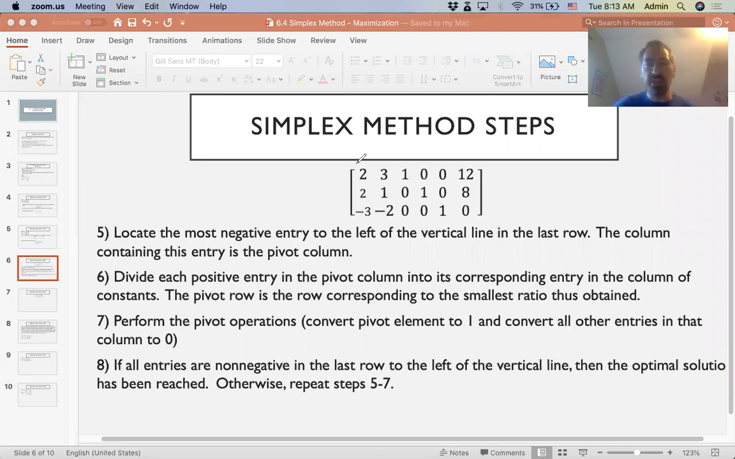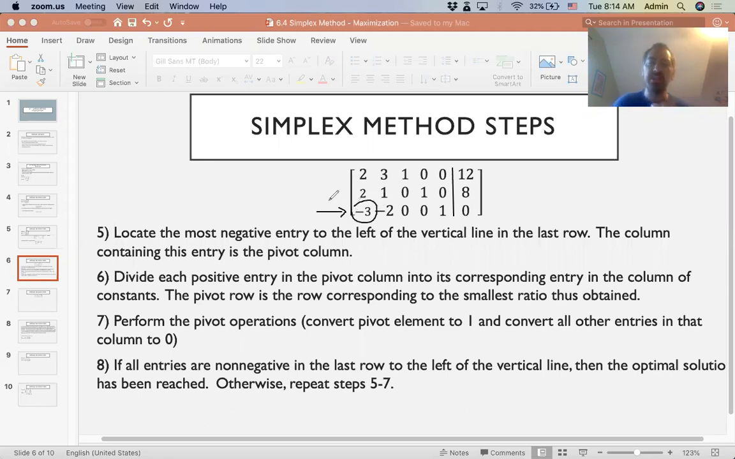All right, so we've got this matrix at the top. All right, so step 5, we want to locate the most negative entry to the left of the vertical line in the last row. The column containing this entry is the pivot column. Okay, so looking at the last row, I'm looking at this row right here. Which one is the most negative? Well, -3 is the most negative.